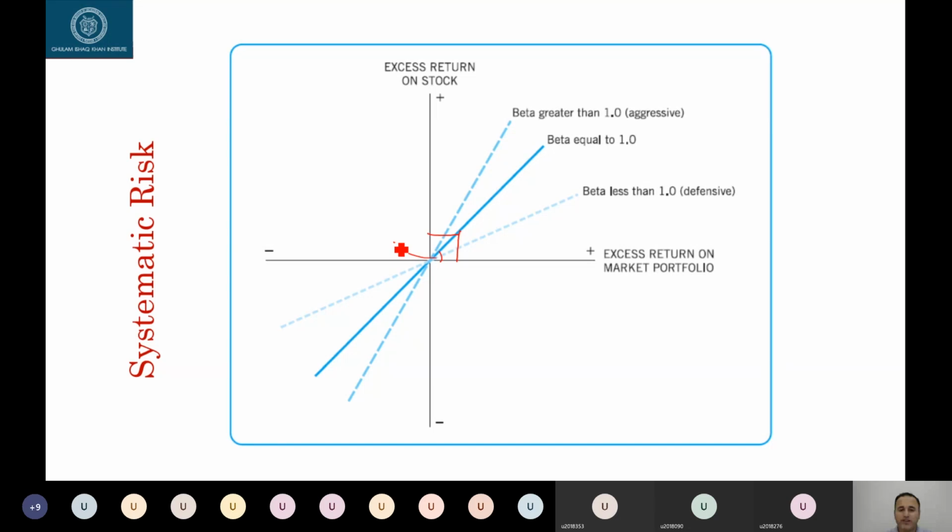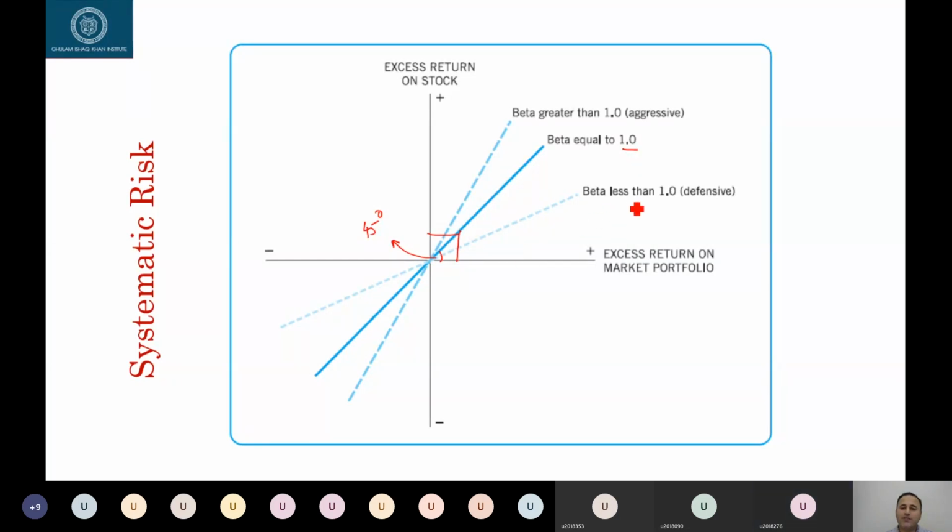This angle is 45 degrees. Okay, so let's say if the excess return on a market portfolio is 10%, the excess return on the stock as a result is also 10%. Because the angle is 45 degrees, the beta is 1, so the relationship between excess returns of the individual stock and the excess returns of the market goes 1 and 1, so 10% and 10%.